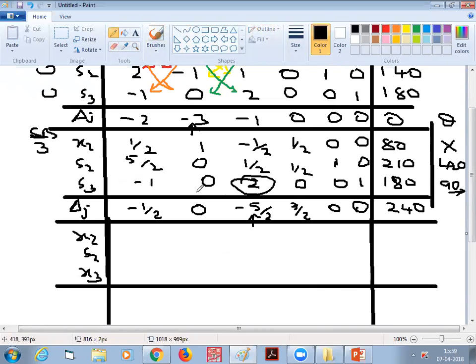Okay, so what do we have now? Now we have to divide the pivot row here by 2. So what do we get now? Minus 1 by 2, 0, 2 by 2 is 1, 0, 0, and half. And 180 by 2 is 90. Agree?